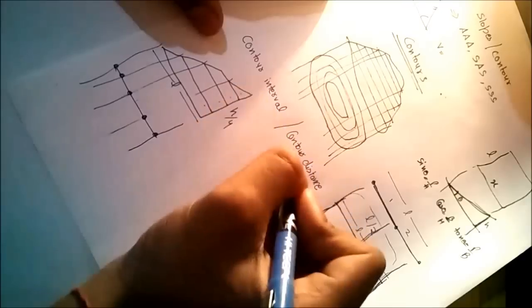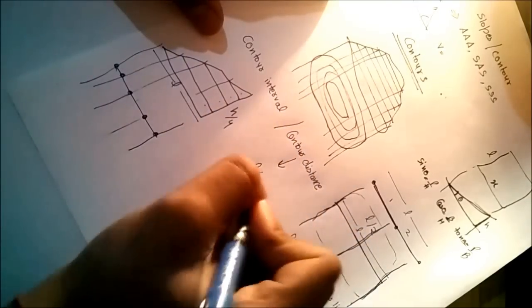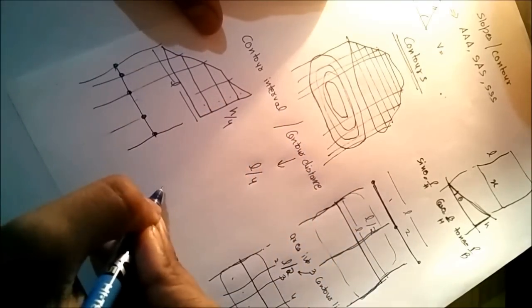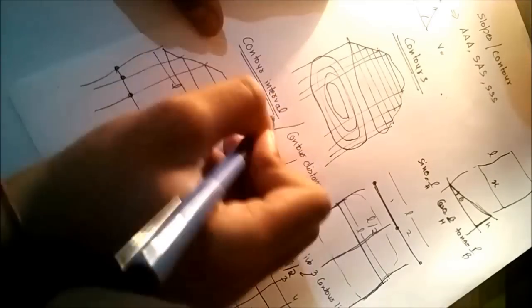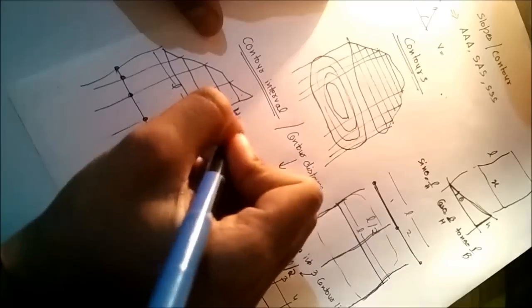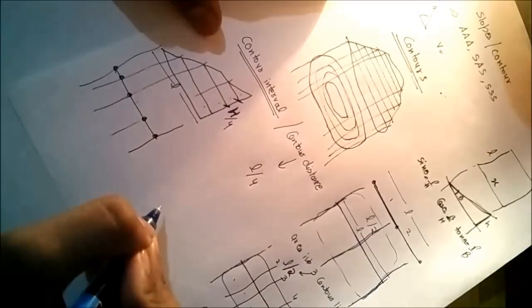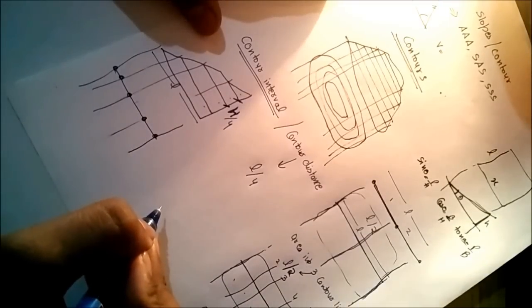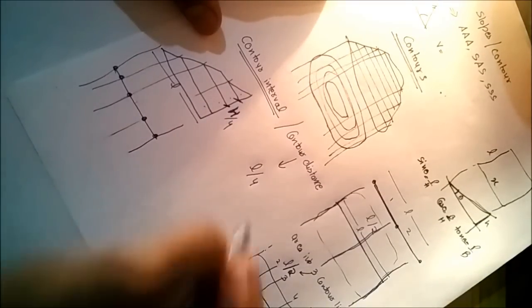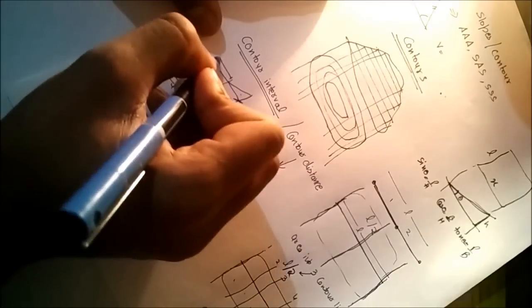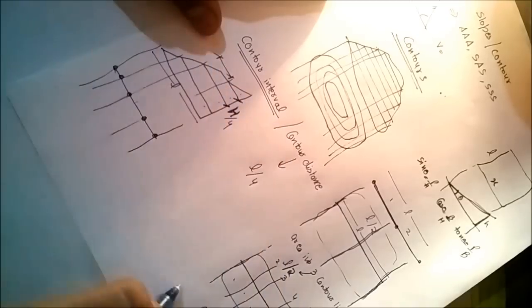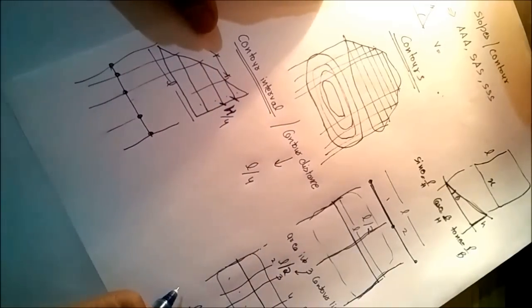If they will ask for contour distance, then we have to divide l by 4. Otherwise, if they will ask for contour intervals, we have to divide the height. We have to give the distance of this to this. It is known as contour interval. And this is contour distance. Okay.